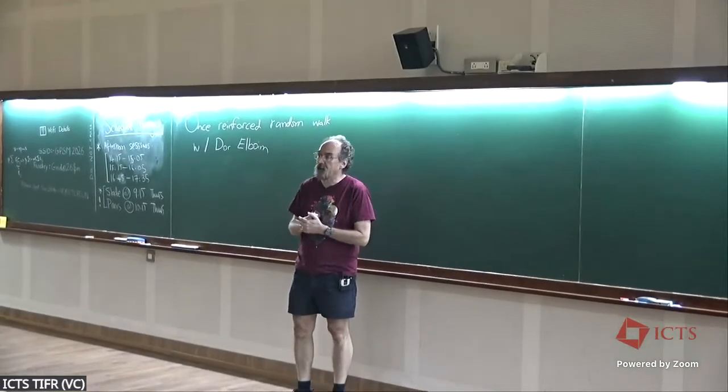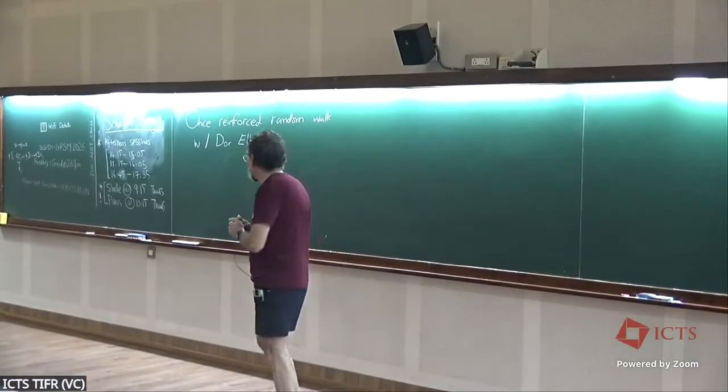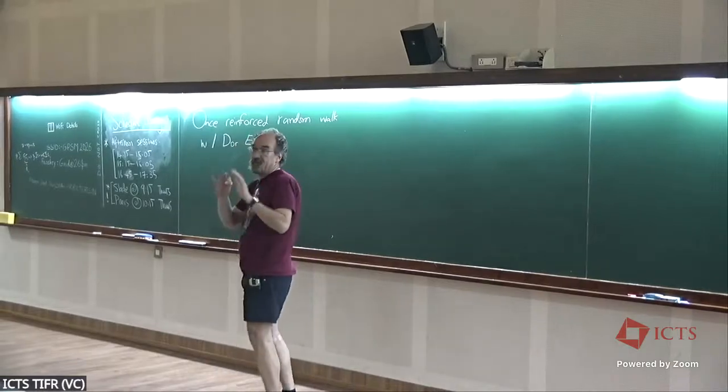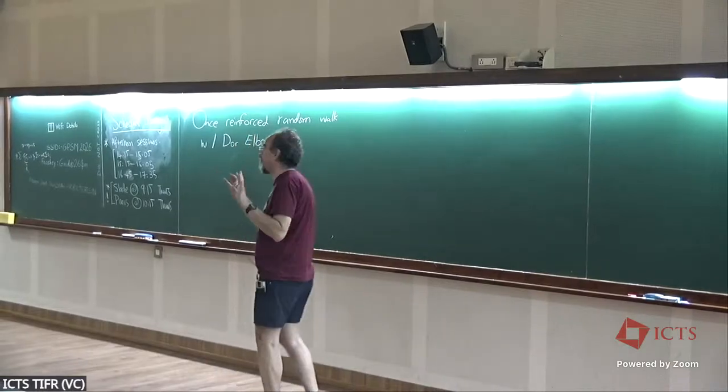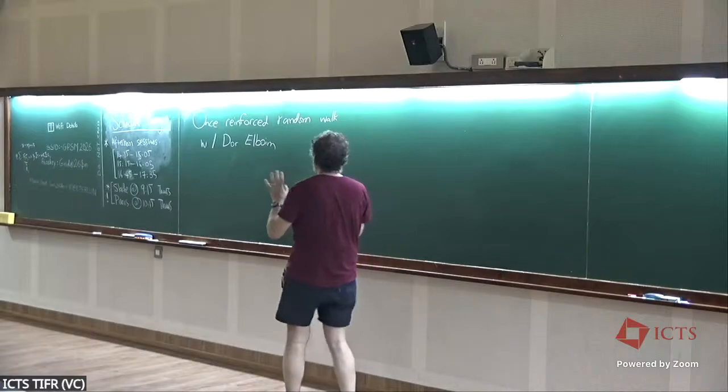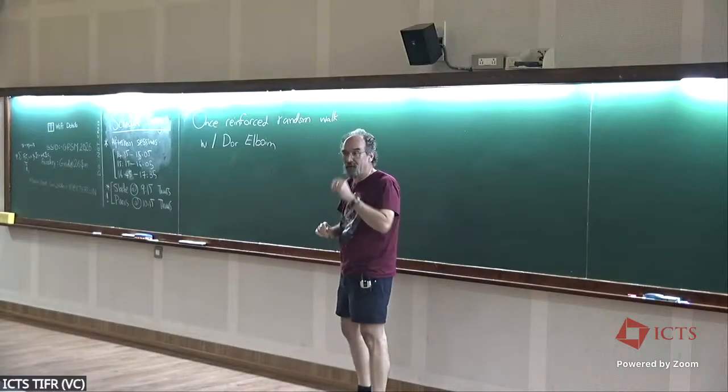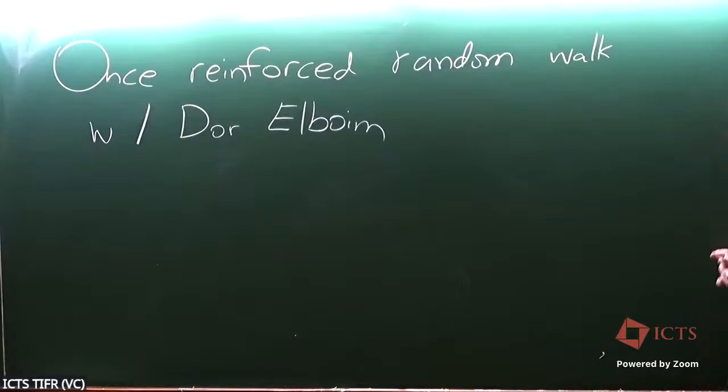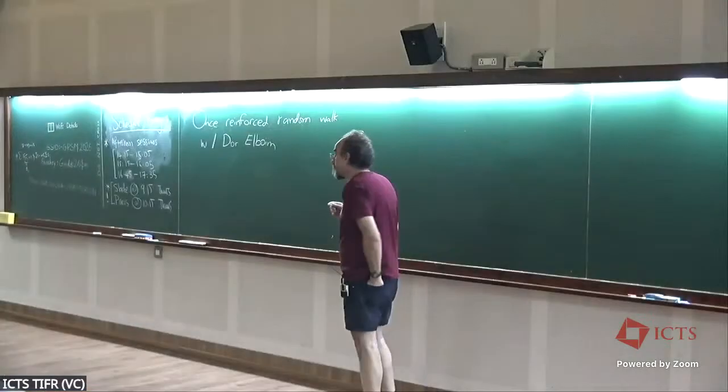Okay, so let me start by defining the model. I won't be defining Ising in this talk. I hope it's okay if there's one talk where Ising is not defined, but I will define the model I'm talking about. So this is just a random walk with memory, and the model is very simple.